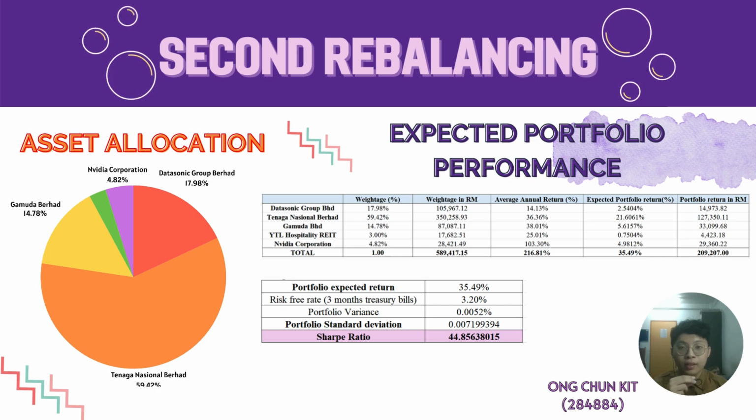Here we also show the performance of the portfolio after the second rebalancing. The total expected portfolio return is 35.49%, which is much higher than the expectation for the first rebalancing portfolio. This can be said to be a security given a higher return, followed by a slightly higher variance of 0.0052% and a standard deviation of 0.71199%. Then the Sharpe ratio recorded a value of 44.8564. This indicates that this portfolio generates a greater investment return relative to the slightly higher risk taken on.